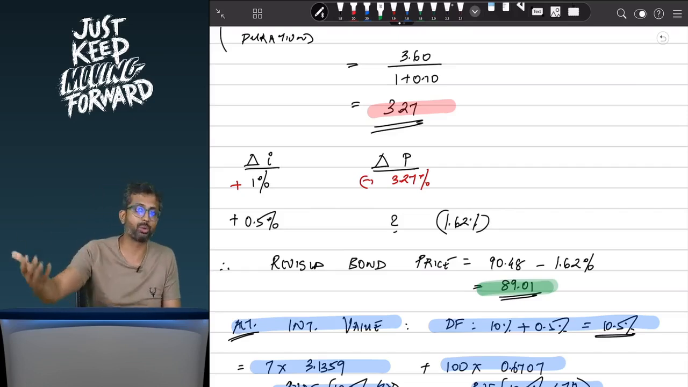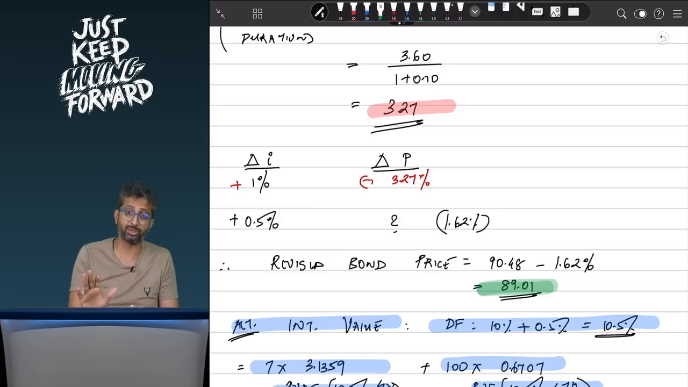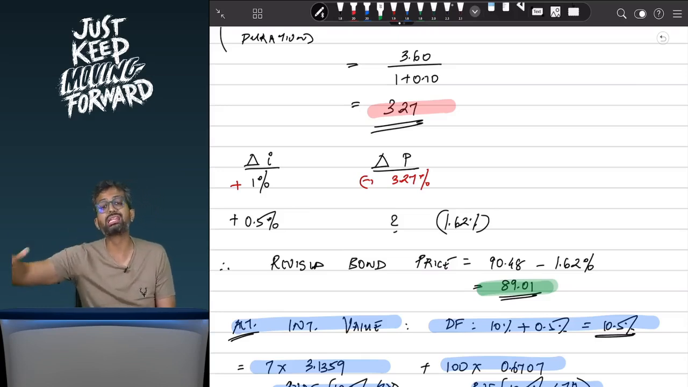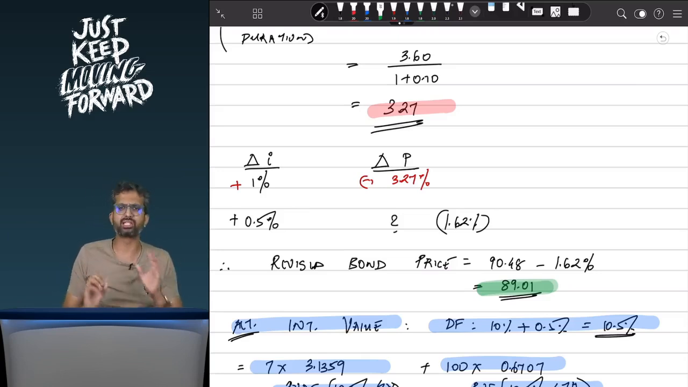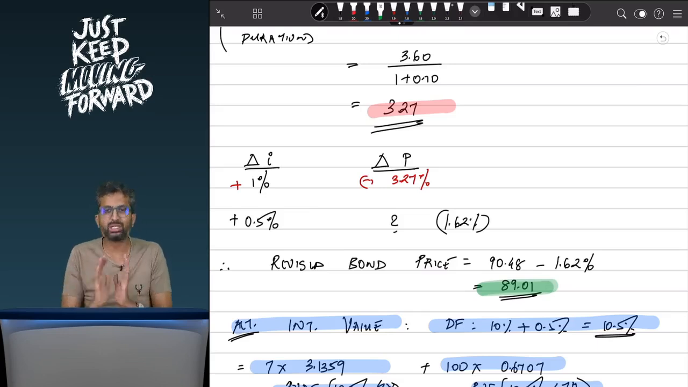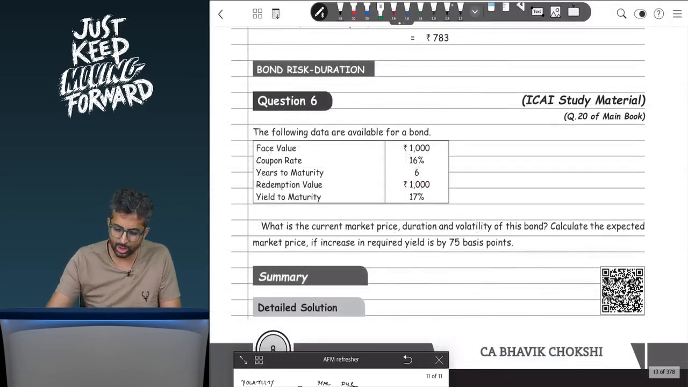The Institute has asked you about Macaulay's duration and modified duration and a lot of these things, so we should be aware of this. Once you go to the equity sections, things become usually a lot more manageable. But a bond question can come in the exam, and if it does, you'll have a small question on that. If you know these basic principles properly, you can score really well in a bond question. So let us go to question number 6.